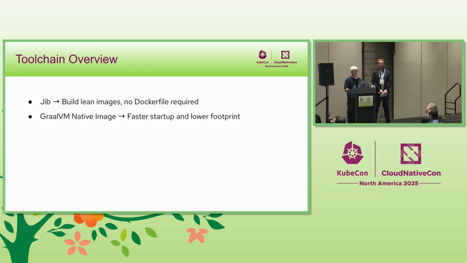So for example, Jib is something Google invented. You don't need a Dockerfile or command line kind of stuff, but you can still build your application as a container. It's a smaller and leaner container.